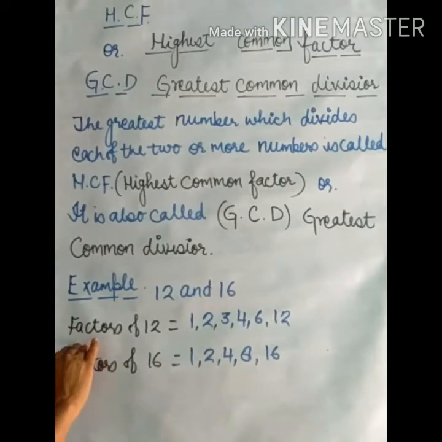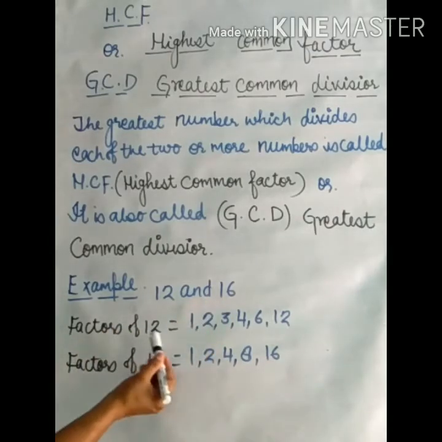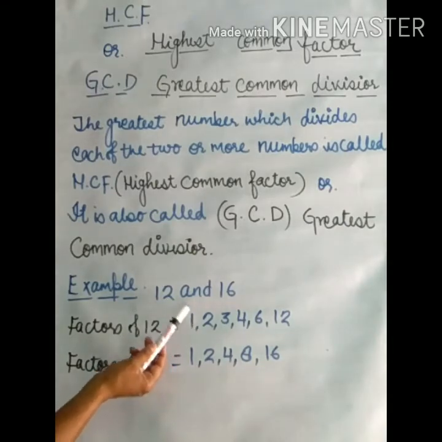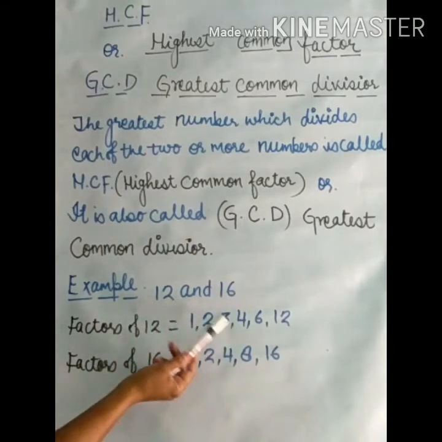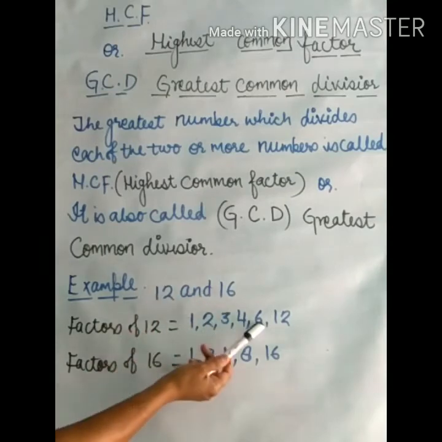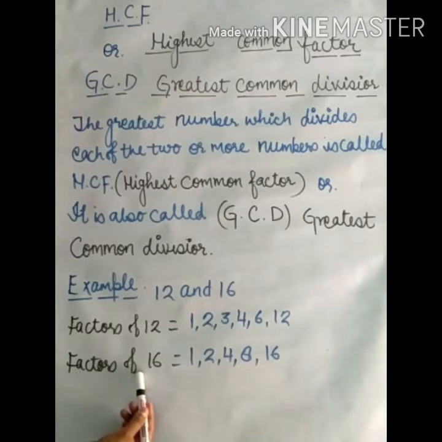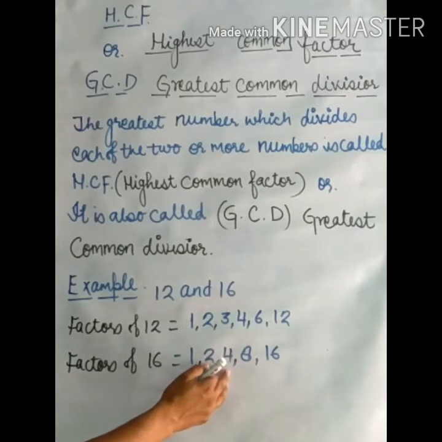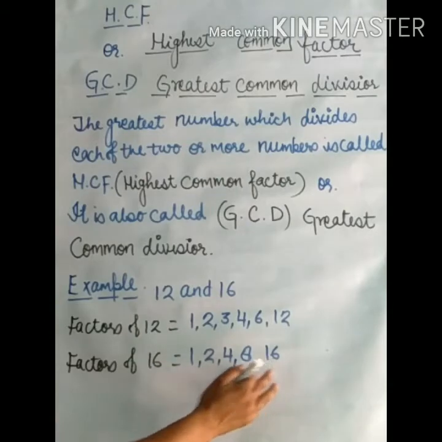So here I have written the factors of 12. Factors of 12 means the numbers by which 12 is divisible, as we studied already. 12 is divisible by 1, 2, 3, 4, 6, and 12. In the same way, factors of 16 are the numbers by which 16 is divisible, or in whose table 16 comes. 16 comes in the table of 1, 2, 4, 8, and 16.